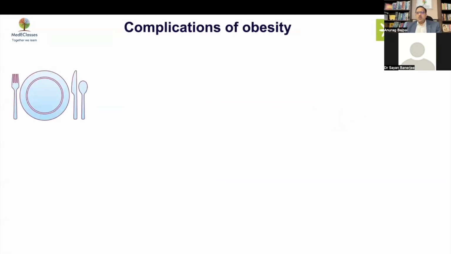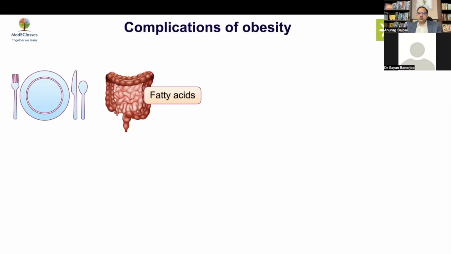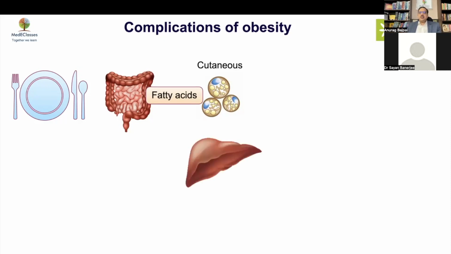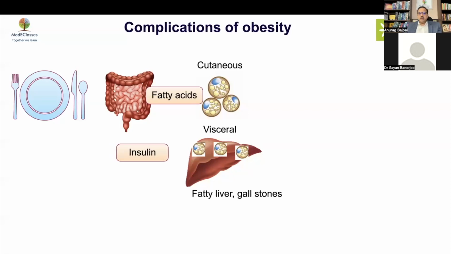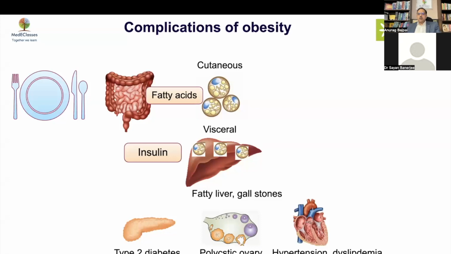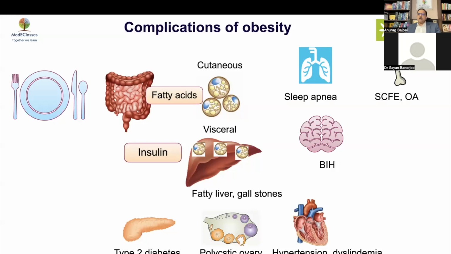Now, we are all very, very concerned about complications of obesity. So what causes those complications is essentially the overspill of body fat. Whenever we take fatty acids or energy, we know that up to a particular level, the body can store it in the subcutaneous tissue. Once the level of the fat overcomes this subcutaneous storage capacity, it gets deposited in the visceral areas of the liver and the pancreas, not only causing fatty liver and gallstones, it also causes insulin resistance, which is the primary driver of obesity complications. And these would include type 2 diabetes, polycystic ovaries, hypertension, dyslipidemia, sleep apnea, intracranial hypertension, and a lot of other complications.